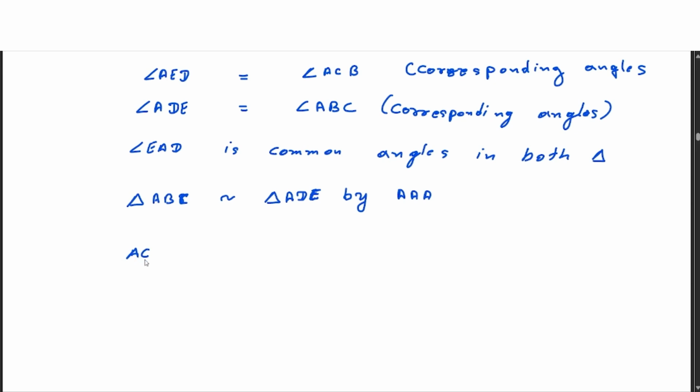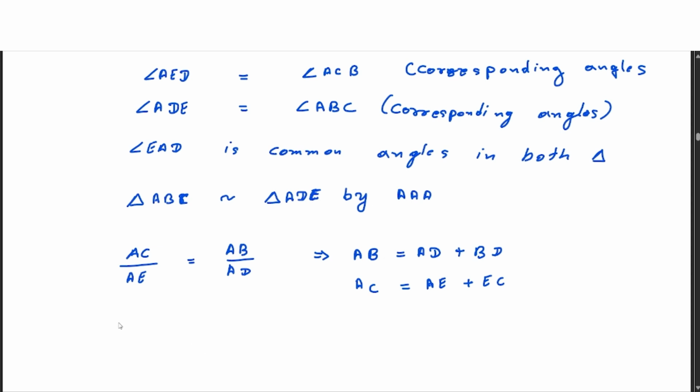Here AC over AE, their corresponding sides ratio are equal, so we can say AB over AD. Okay, because when these two triangles are similar, their corresponding sides ratio are equal. So we already know AB we can write as AD plus BD. Same way, AC we can also write as AE plus EC.